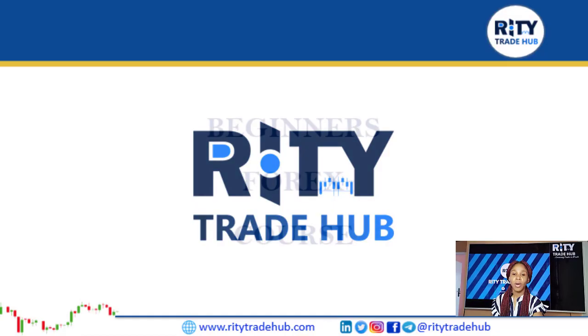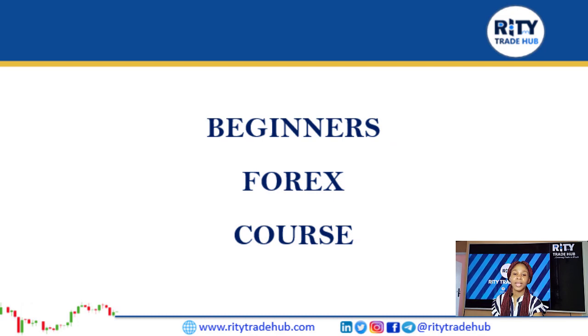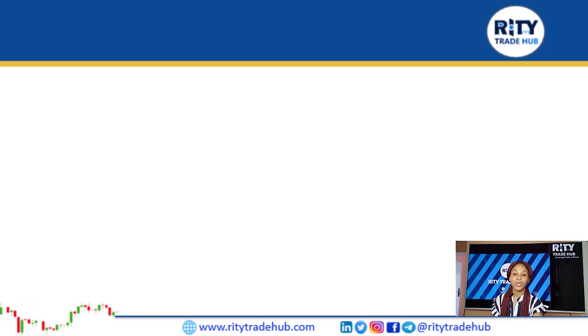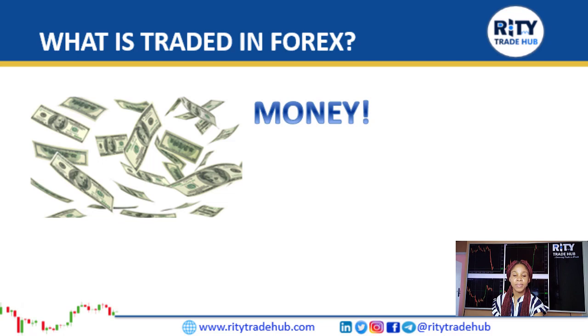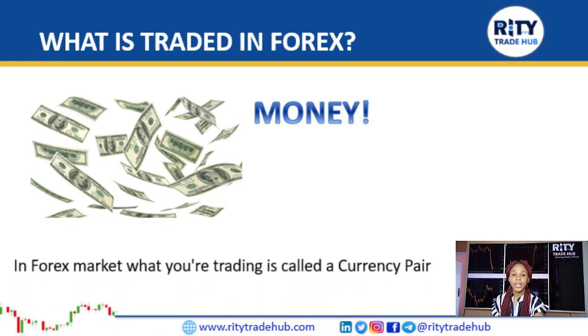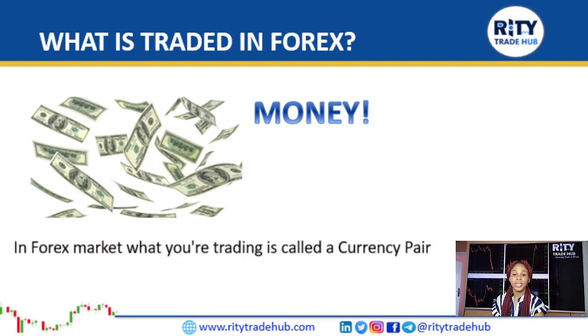So guys, welcome back to Rooty Trade Hub Forex Beginners Course. After the question of what is Forex, someone would ask what is traded in Forex. The simple answer is money, specifically currencies, okay? This is not your local market in any part of the world you are. In Forex market, what you are trading is called a currency pair, okay? Although commodities like gold, oil, silver are also traded in Forex, but for the purpose of this course, we'll pay attention to currencies or currency pair, right?